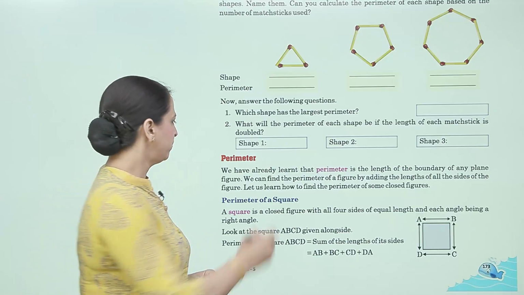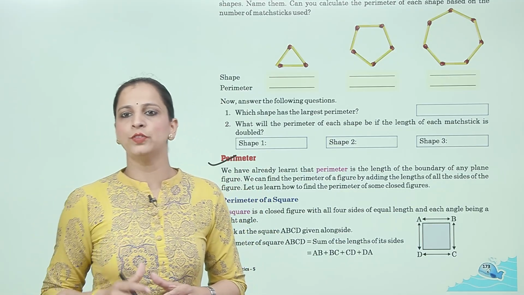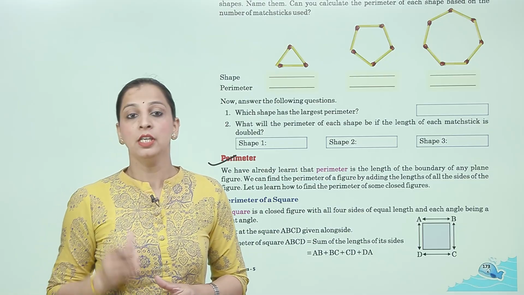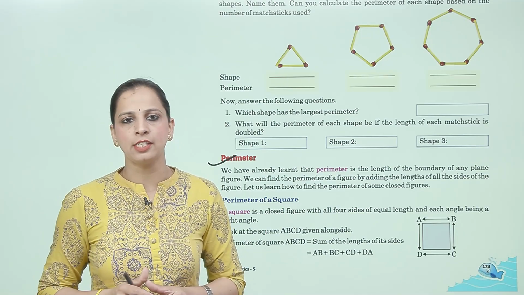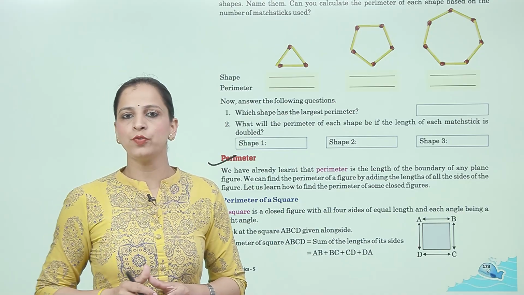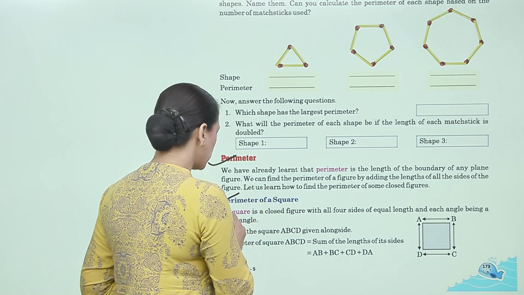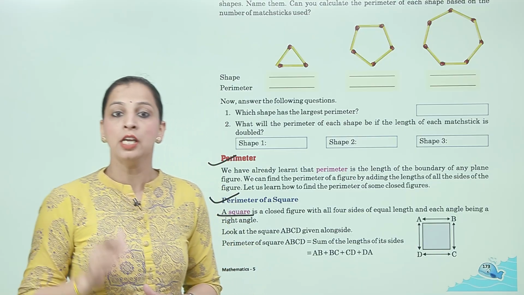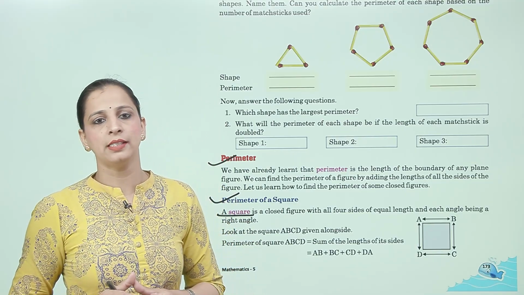Now perimeter. We have already learned that perimeter is the length of the boundary of any plane figure. We can find the perimeter of a figure by adding the lengths of all the sides of the figure. Let us learn how to find the perimeter of some closed figures. Now, first is perimeter of a square. A square is a closed figure with all 4 sides of equal length and each angle being a right angle.